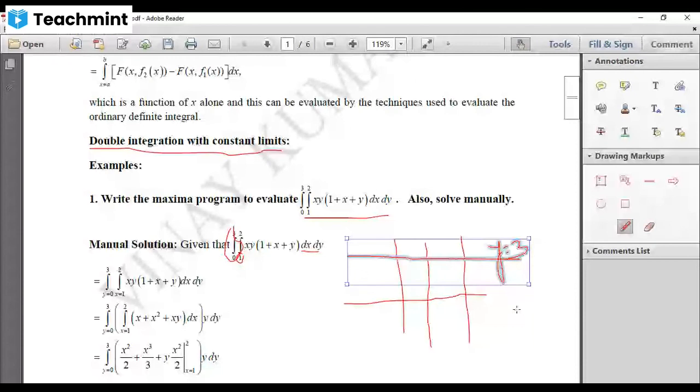This is your intersection, okay? So this region is your D, all of this. This region is covered by what? This is covered by x equal to 1 and x equal to 2, y equal to 0 and y equal to 3. So this is your region D. Over this, you have to integrate this function, right? Now let us integrate that one.